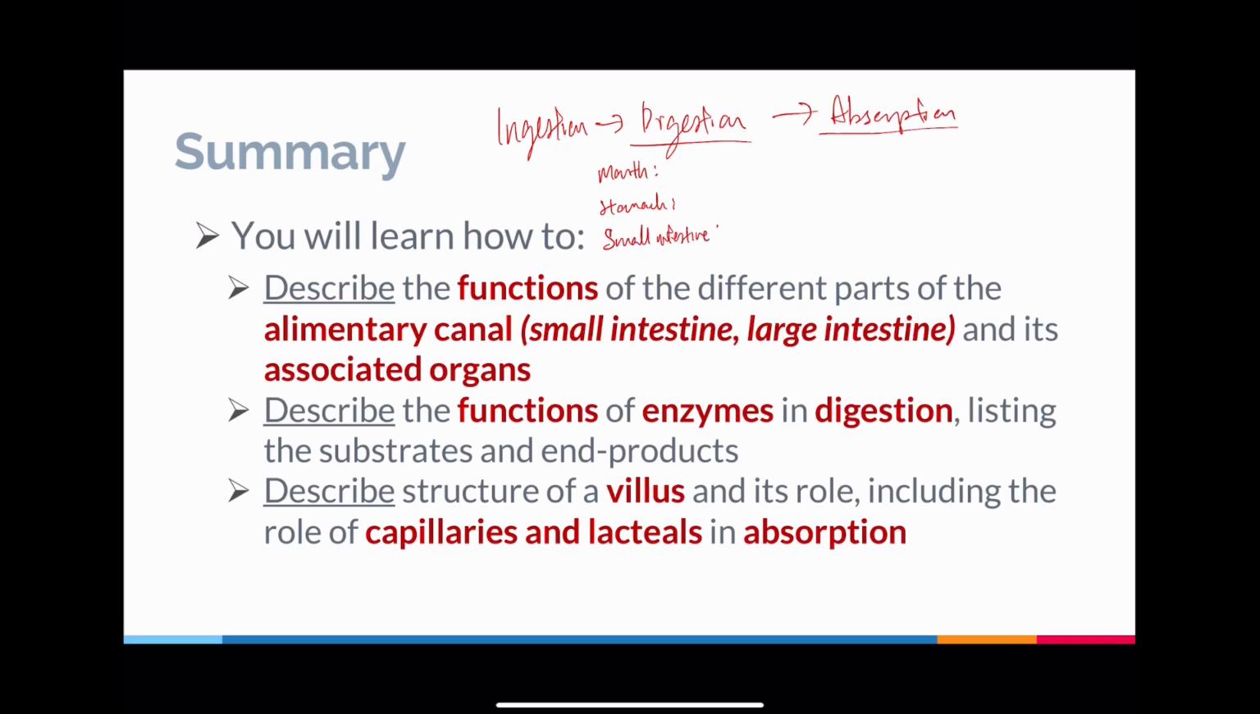We learn about what exactly the enzymes involved are, and so on and so forth, the substrates and products. In absorption itself, we learn about the 4 adaptations of the small intestine. And we also learn about how nutrients enter the bloodstream or the capillary. It can be by diffusion for certain nutrients, or it can be by active transport, and so on and so forth. So that's what we learned so far.